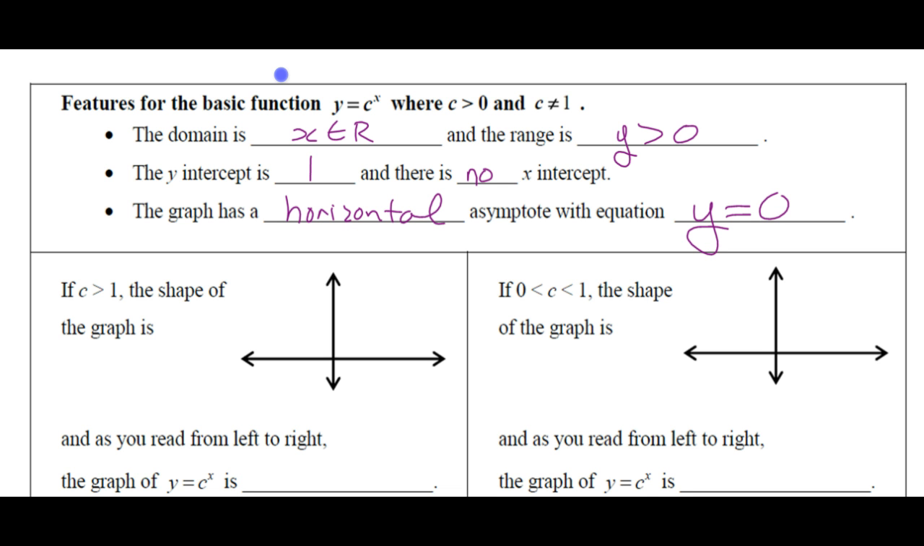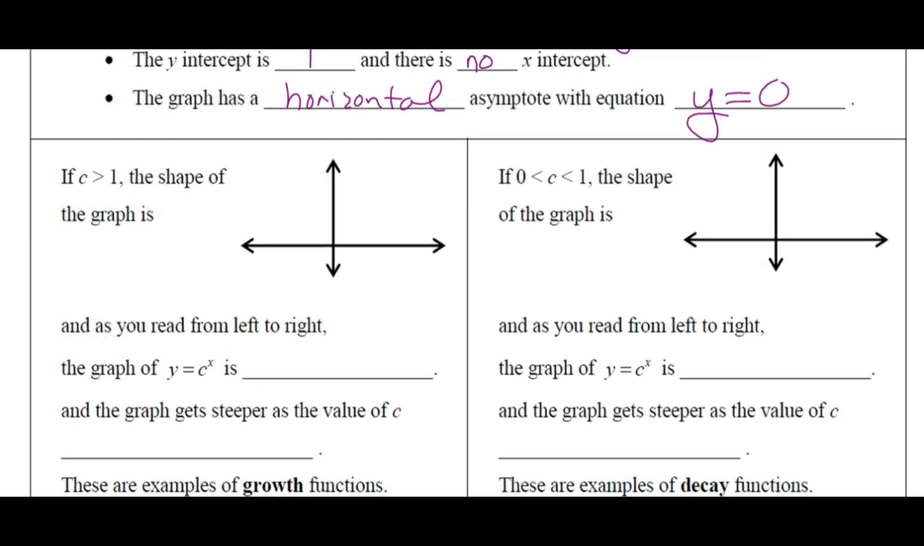Okay, so y equals 0, right? It's the line y equals 0 which you can never touch. An asymptote is the line a curve approaches but never touches. So you cannot touch the line y equals 0. That's why your range is y is greater than 0.